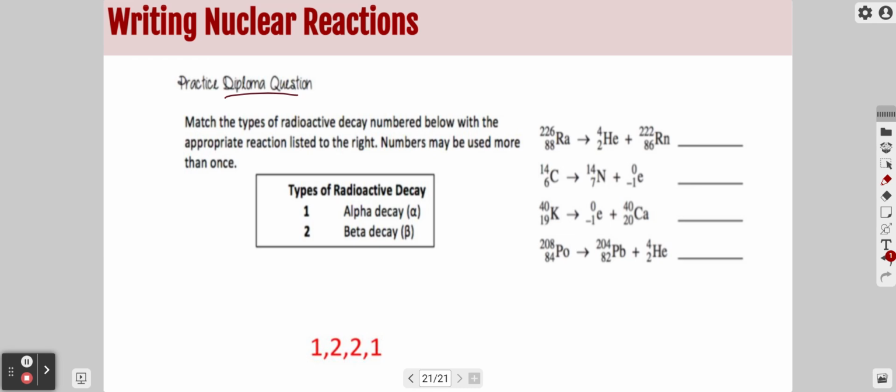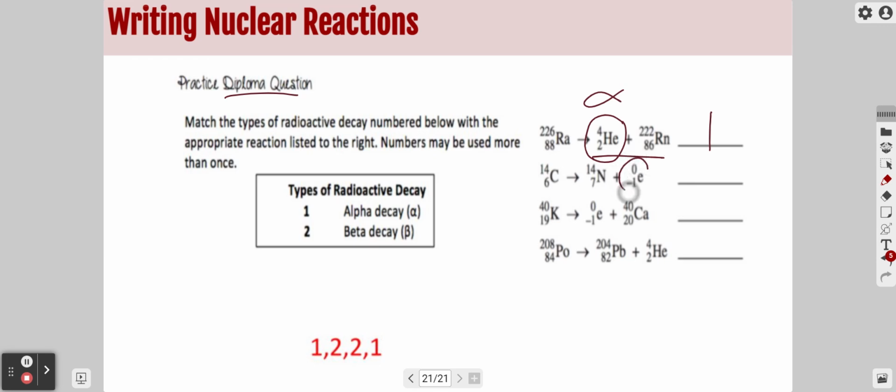Okay, so what you want to look for, those special particles that are on page 8. All those subatomic particles are radiation that's being released. You should recognize this by now. As soon as you see helium, that is an alpha particle. All right, alpha particle. So that's a 1. So that's alpha decay, and it's decay because it's on the product side, so it's forming an alpha particle.